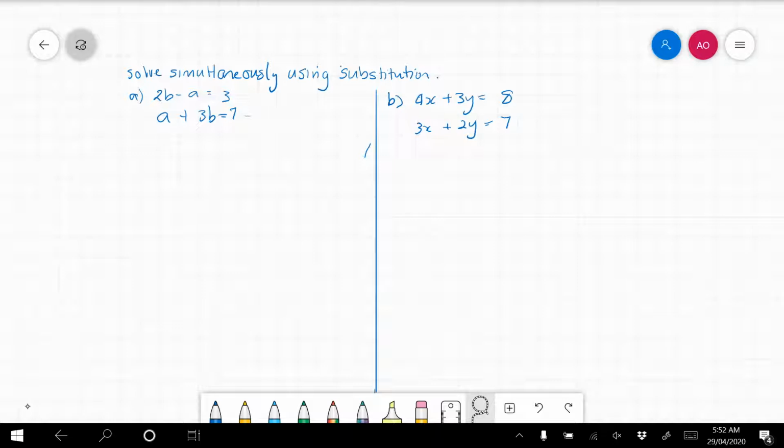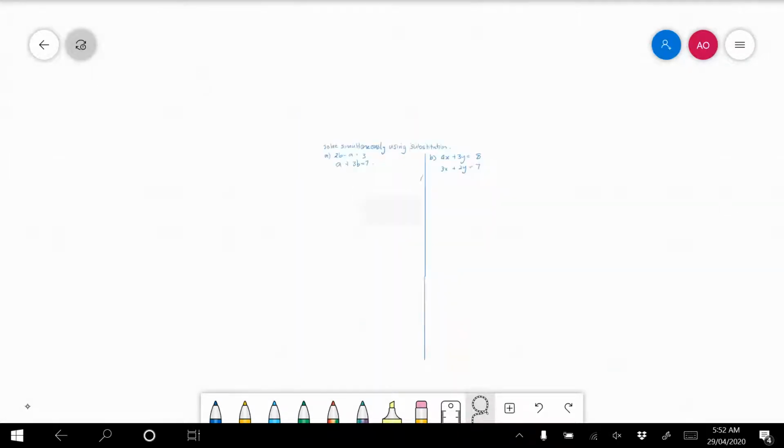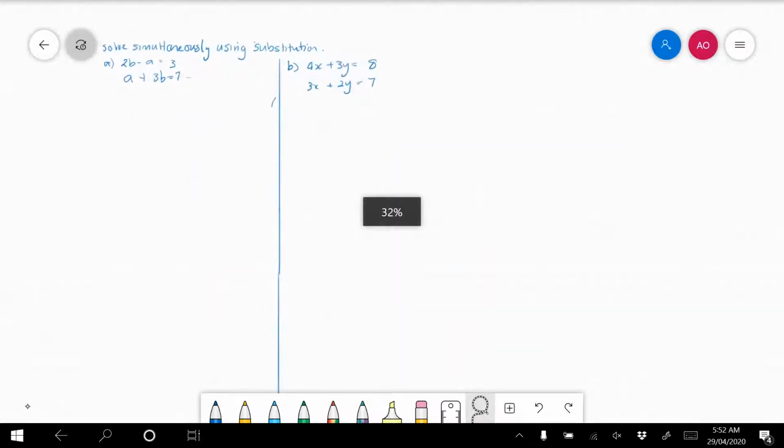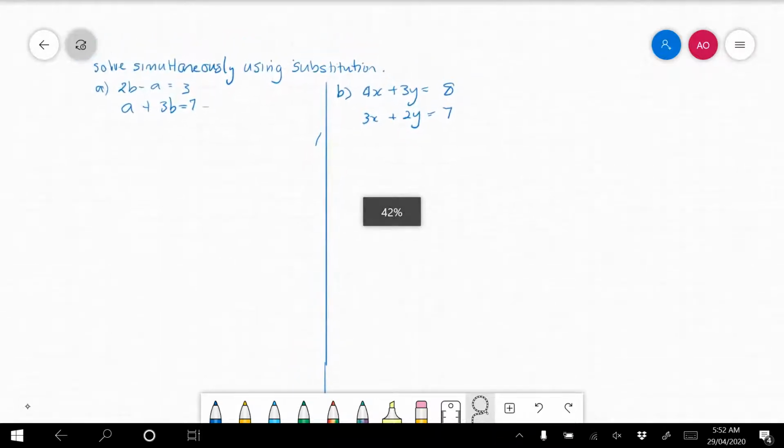Alright, so we're going to call this one equation 1. Oh, I've made it very small. I'm going to select a blue pen. Let's call this one equation 1 and let's call this equation 2. Alright, so let's rework 1.